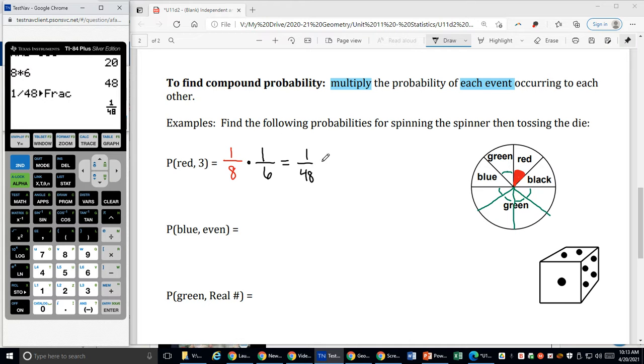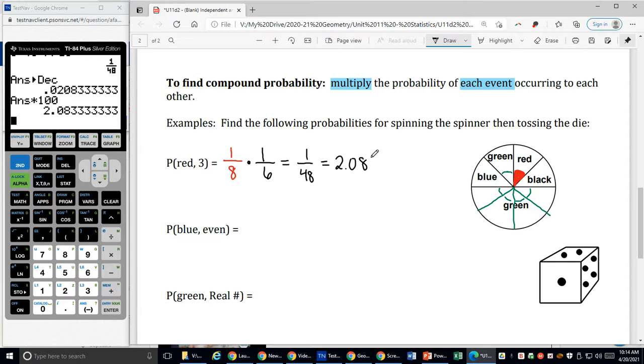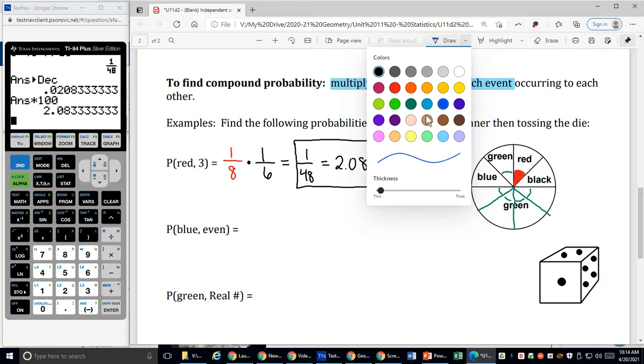Okay. And you can leave it like this, or if you want, you can change it to a percentage by saying math, change that to a decimal, and then multiply it by 100. And it's 2.083%. Okay, so a very low percentage for landing on red and rolling a 3. Okay, all right, the next one we're going to look at is the probability of landing on blue and then getting an even number on my number cube.